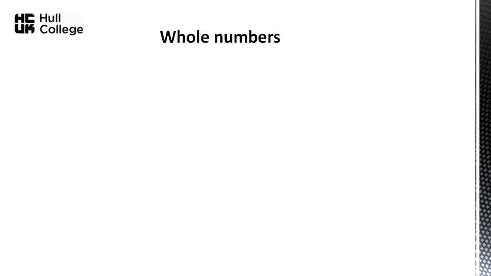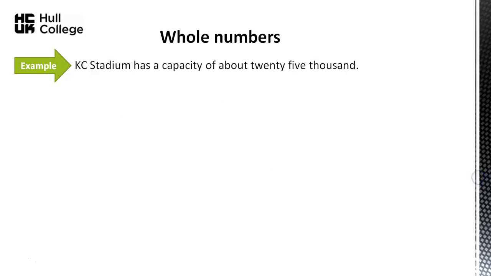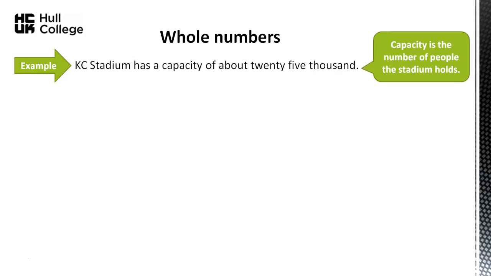Let's start by looking at whole numbers and recapping place value. For example, the KC Stadium has a capacity of about 25,000. So what does capacity mean? It means the number of people the stadium can hold.